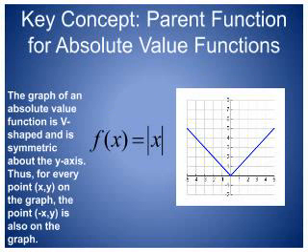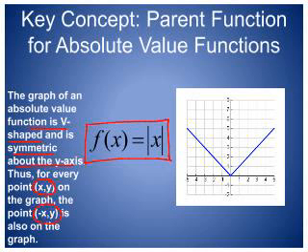Let's take a look at the absolute value functions. The graph of an absolute value function is V-shaped and it is symmetric about the y-axis. In other words, the y-axis acts as a mirror and reflects the graph. Thus, for every point (x, y) on the graph, the point (-x, y) will also be on the graph. And I'll show you that in just a minute.